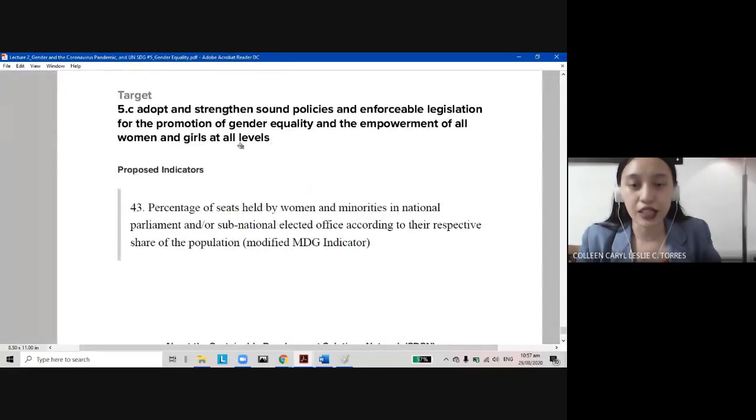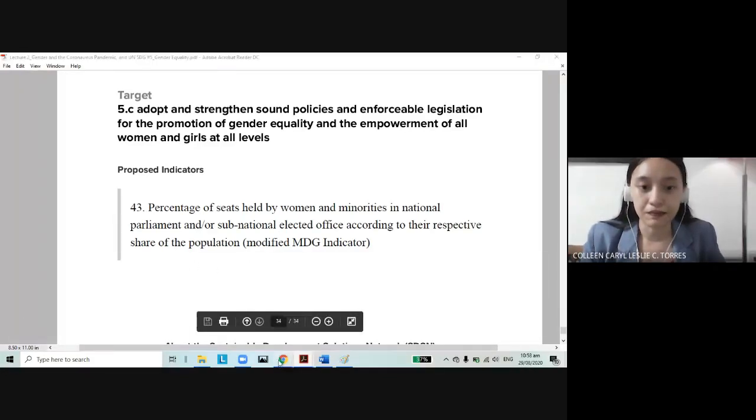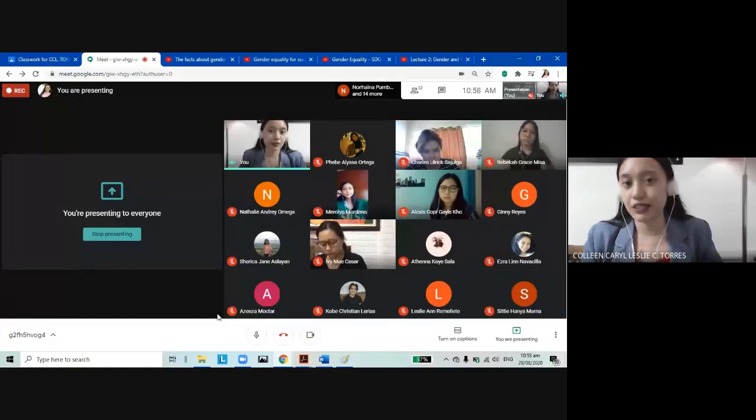And then lastly, adopt and strengthen sound policies and enforceable legislation for the promotion of gender equality and the empowerment of all women and girls. So this would relate towards legislation towards gender equality and in relation to politics. So that would be the discussion essentially for gender equality and the indicators. There were various indicators mentioned there. These will all be reflected in the quiz assignment that will be assigned. Any questions from the class?